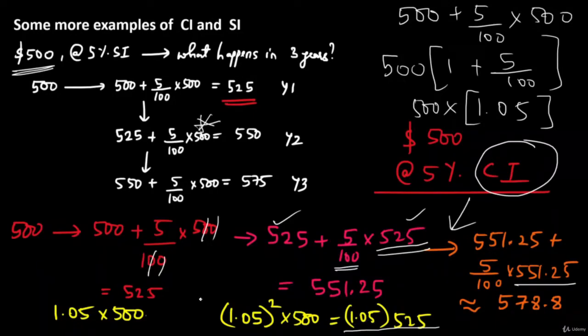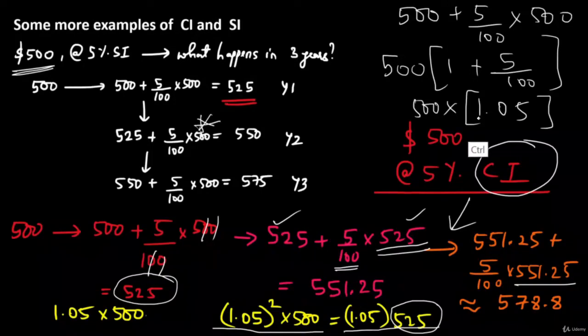Alright, now we have already found that 525 is 1.05 into 500. So if I replace this 525 with 1.05 into 500, I would get 1.05 into 1.05 into 500, which is nothing but 1.05 the whole square into 500.